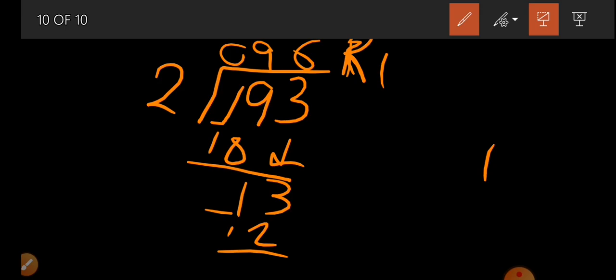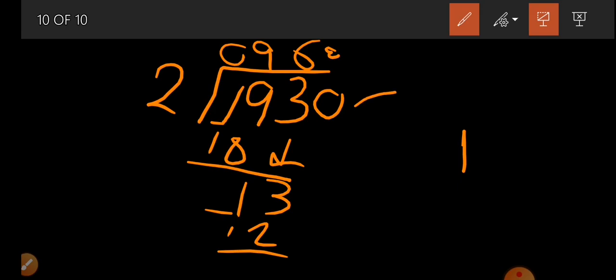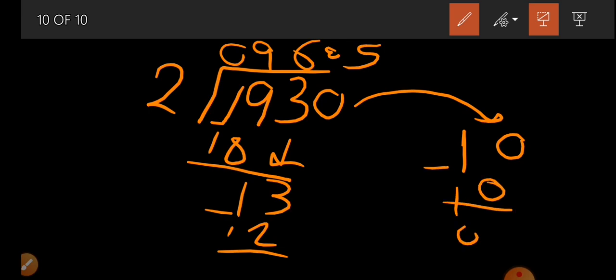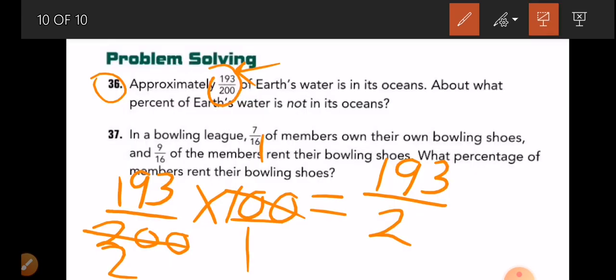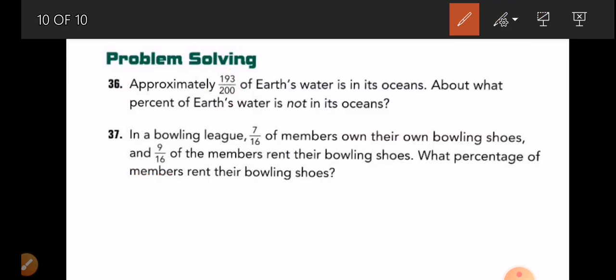Or if you want to complete with the decimal now, it's okay because they did not tell you fractional percent. So if you want to complete, you can complete. So here we said 1. Okay, put a decimal, add 0. 10 divided by 2 is 5. 2 times 5 is 10, subtract 0. So 96.5. 96.5%. This is the percent of the water in the oceans.